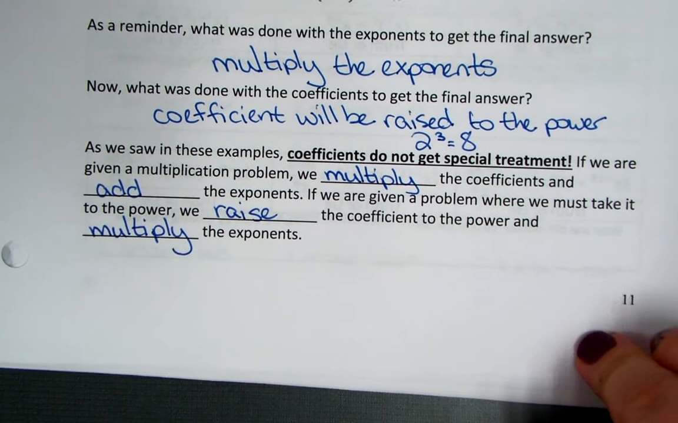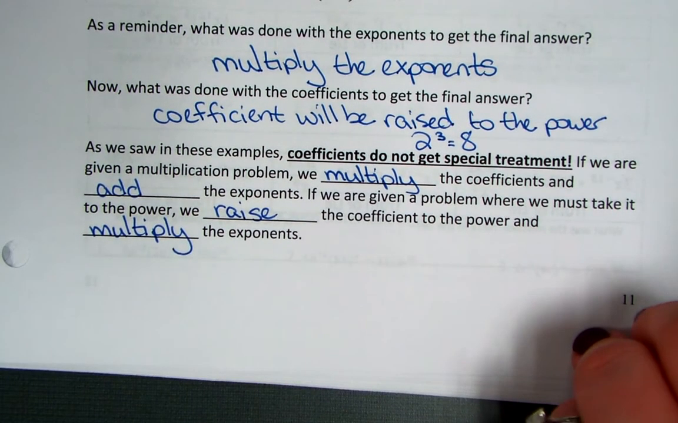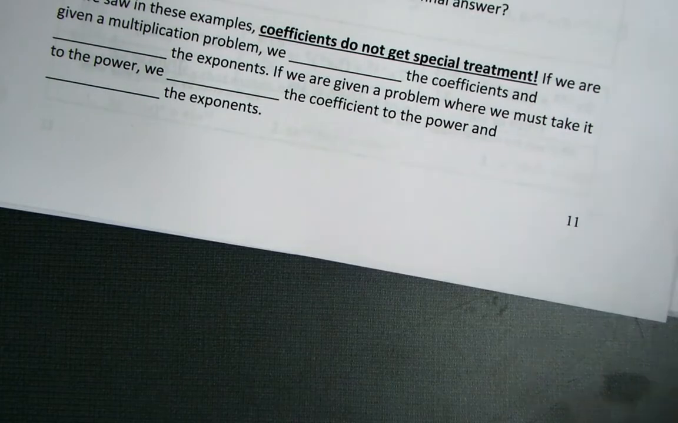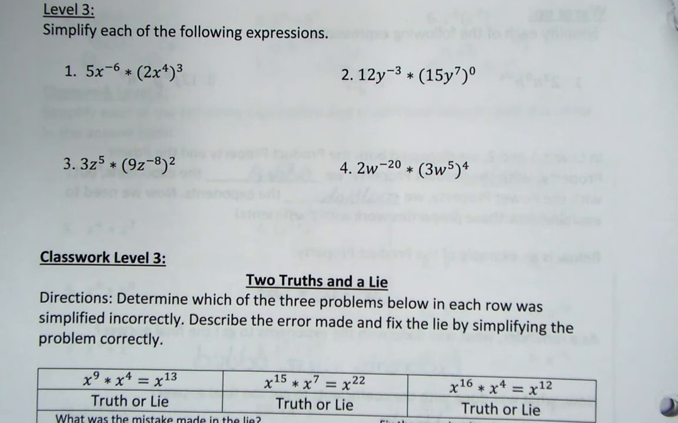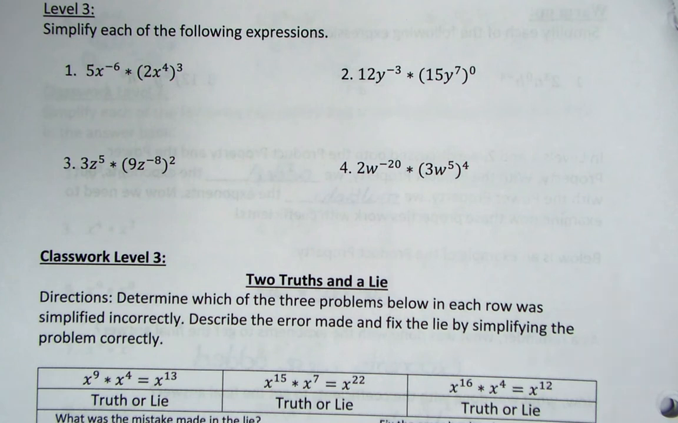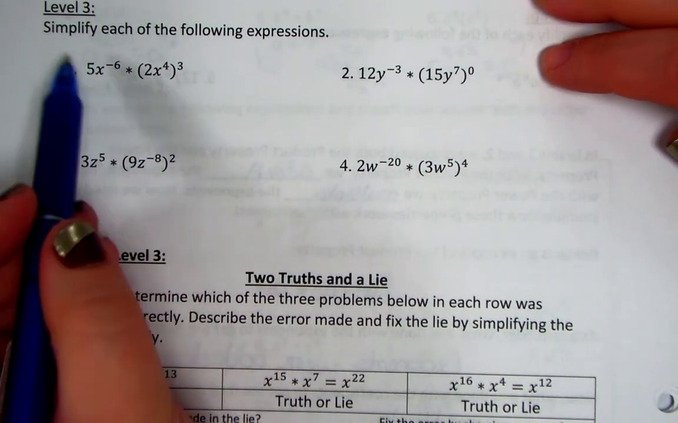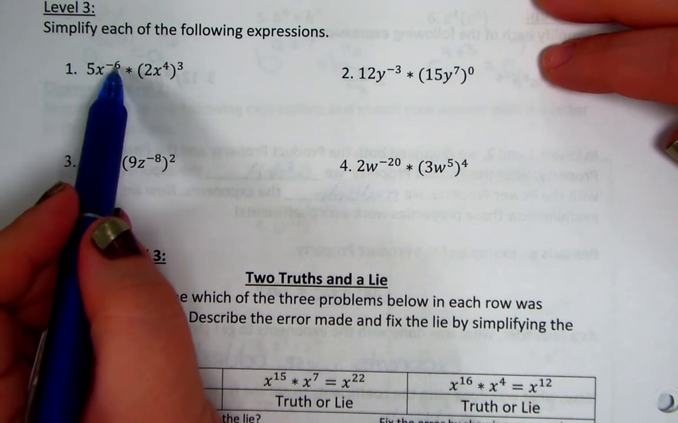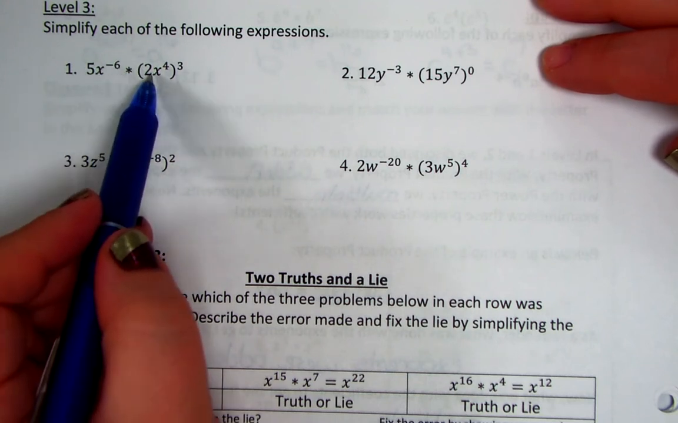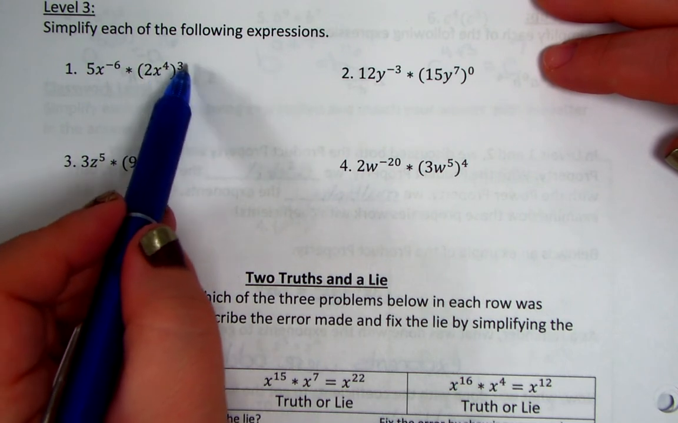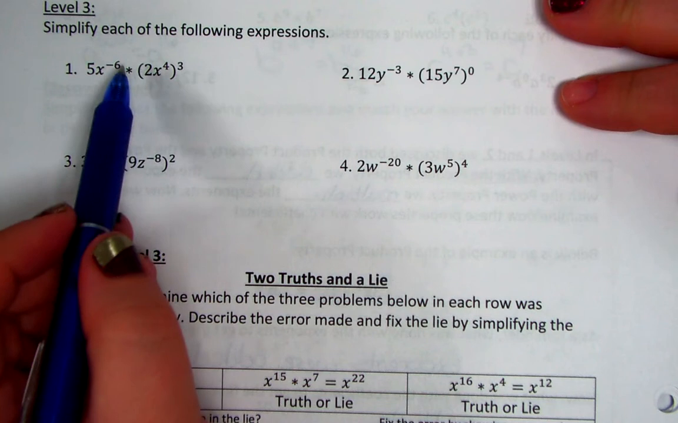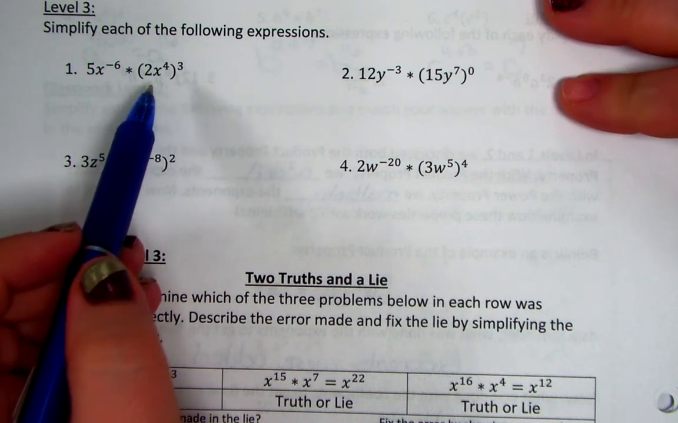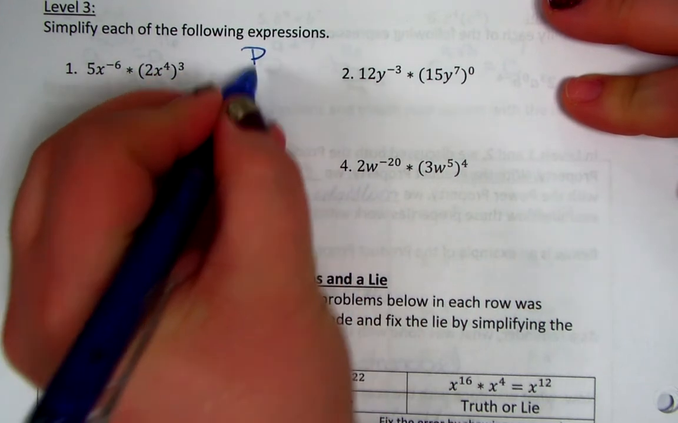Let's turn the page here and do a couple of examples. So to simplify these expressions, we have to first identify what's going on in the problem. We have 5x to the negative 6 times 2x to the fourth, and it's also raised to the third power. And we need to follow the order of operations just like we've been taught.